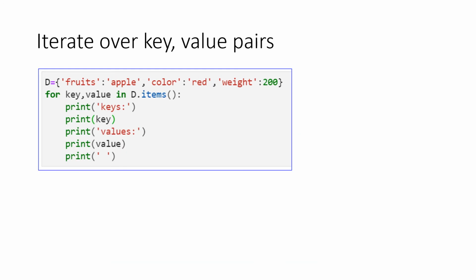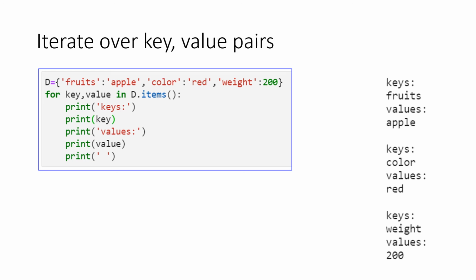If you want to iterate over key-value pairs, then you can use a for loop with d.items. It will print out all the keys and values in this dictionary. In order for the results to be clear, I have used a space in between with this.